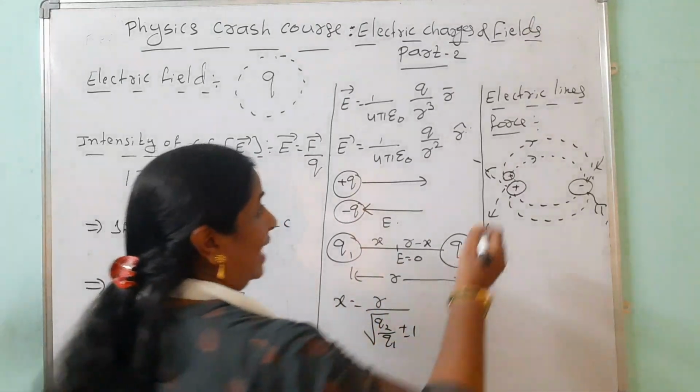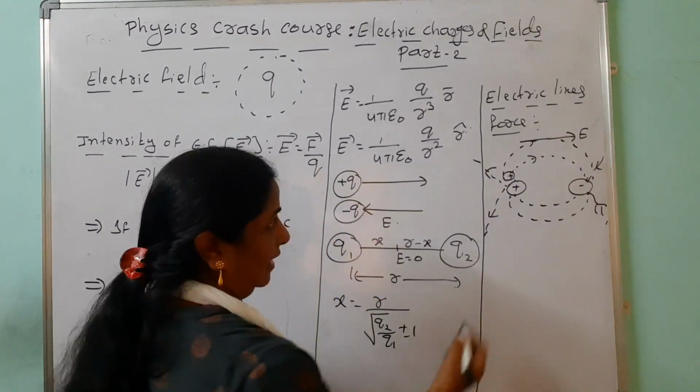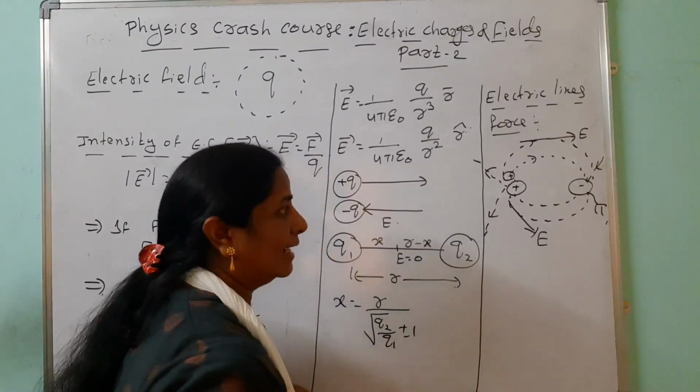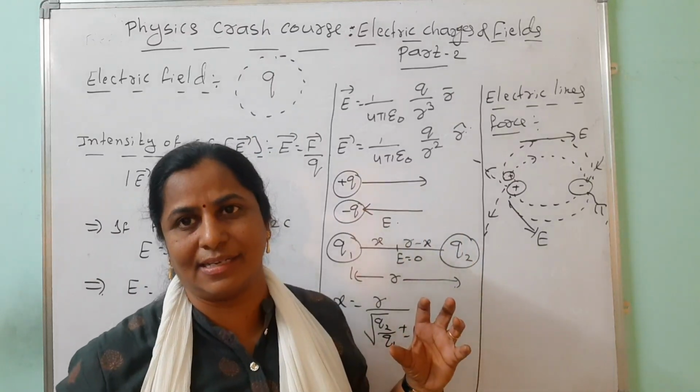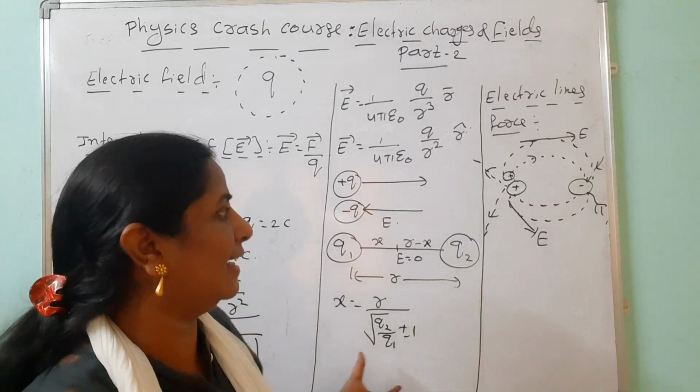Then the second one: the tangent at any point is the direction of the intensity of the electric field. What is the direction of intensity? The tangent on the electric line of force gives the intensity. If there are more electric lines of force, more intensity is there. So this is about the electric lines of force.